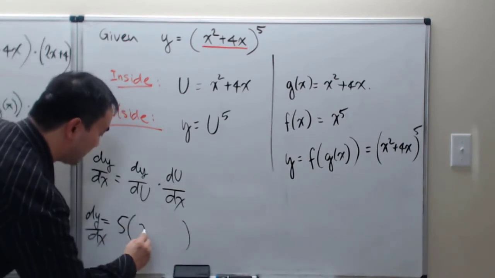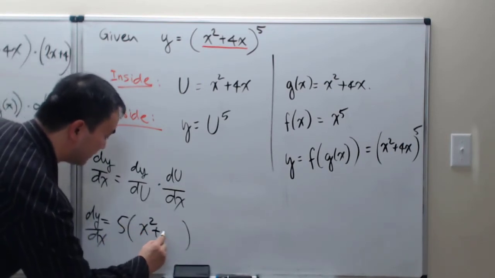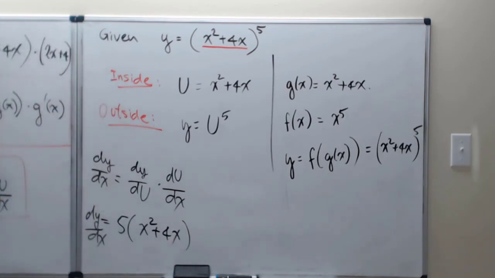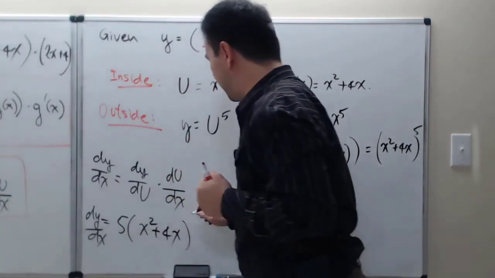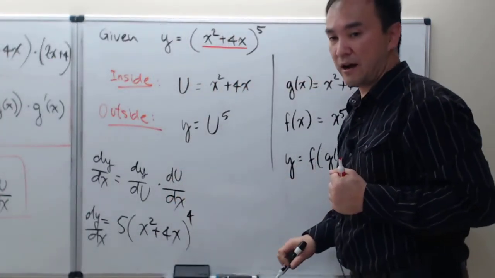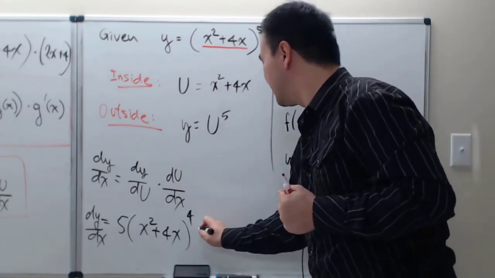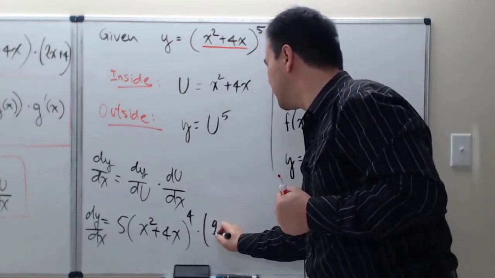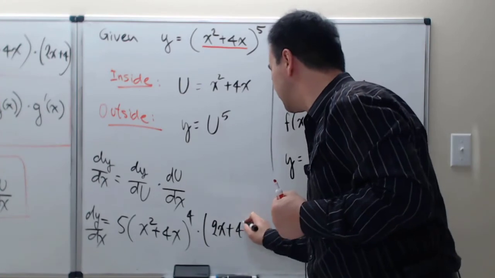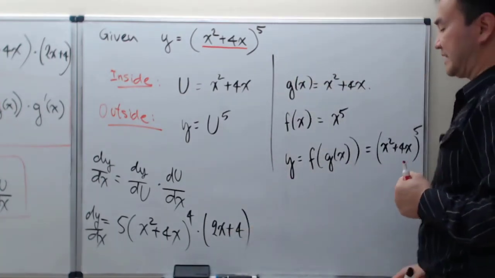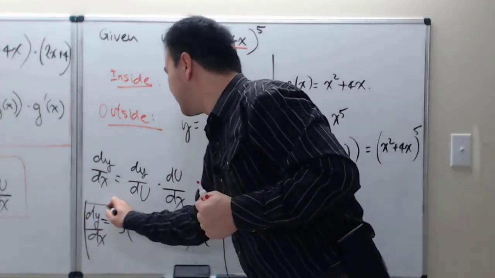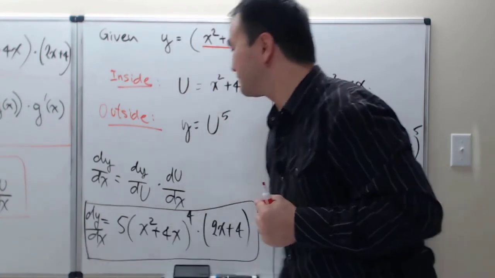So dy du is 5, with all that u regarded as x squared plus 4x, raised to the 4th power. We multiply that by 2x plus 4. That's how we find the derivative, dy dx.